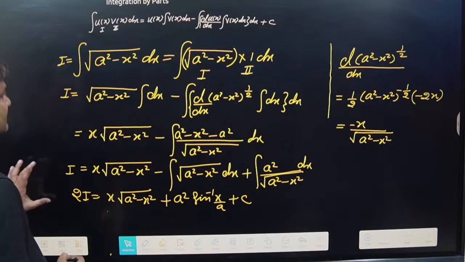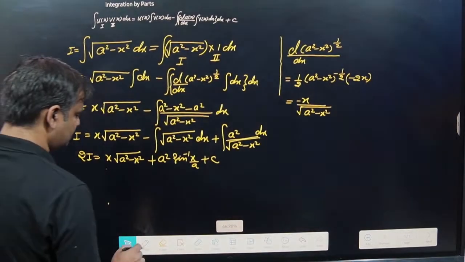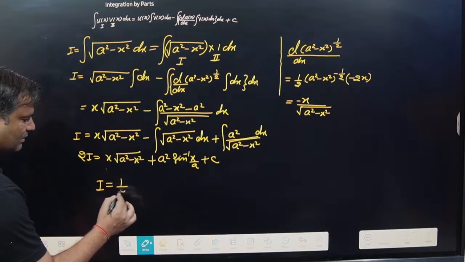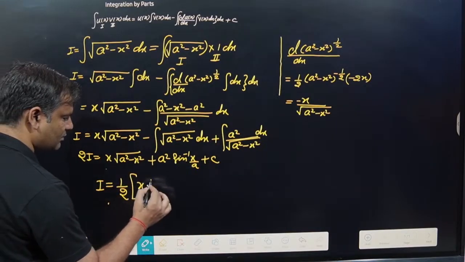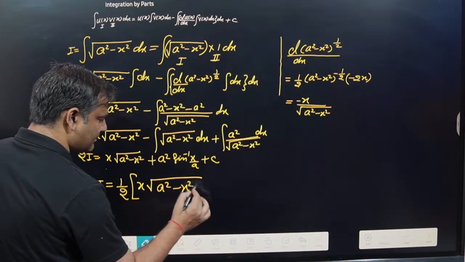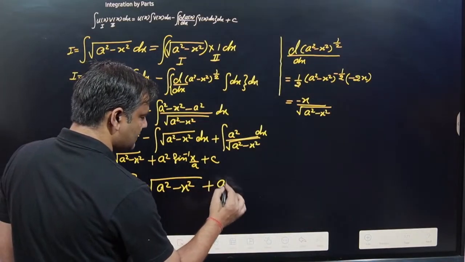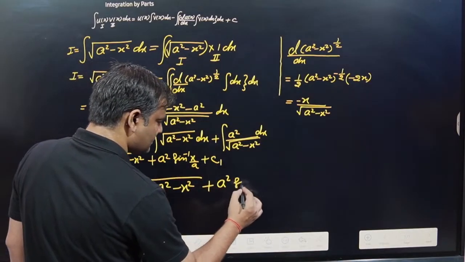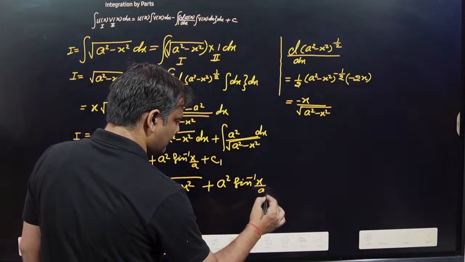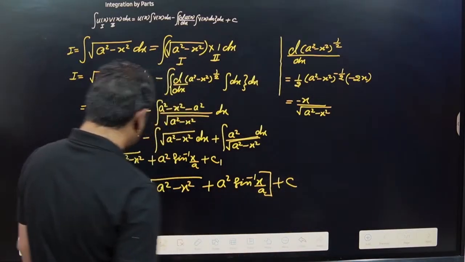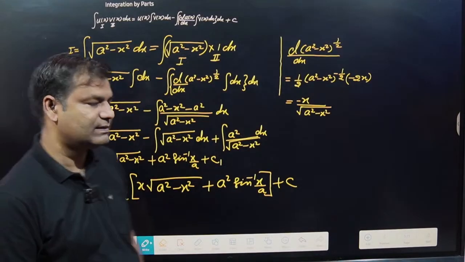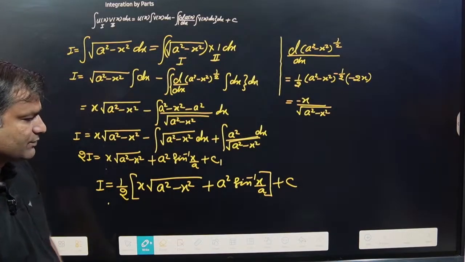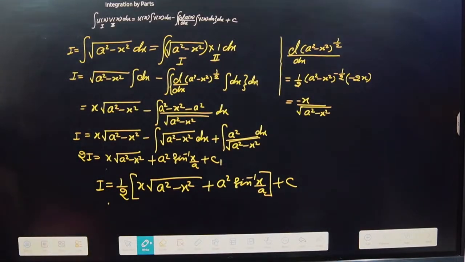So you can say that I is 1 by 2 x under root a square minus x square plus simply c1, and a square into sine inverse x upon a. c1 by 2 is replaced by c. Is that also clear? So the final answer is like that one. Clear? So first of all, everyone can write now. After that I will discuss again.